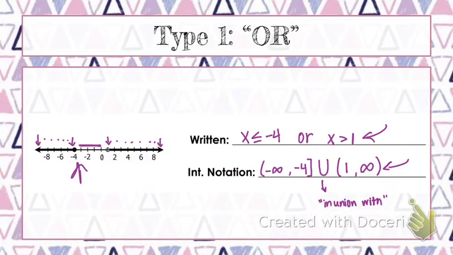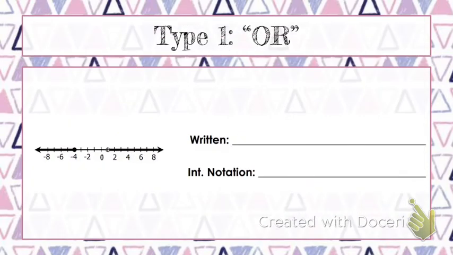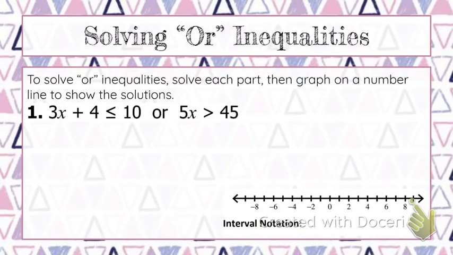All right, let's look at some examples. To solve OR inequalities, we solve each part and then graph it on a number line to show the solutions. So it says OR. So we've got two different inequalities to solve, this one and this one. So let's get started. 3x plus 4 is less than or equal to 10. Subtract 4 from both sides, and we'll get 3x is less than or equal to 6. Divide both sides by 3, and we get x is less than or equal to 2.